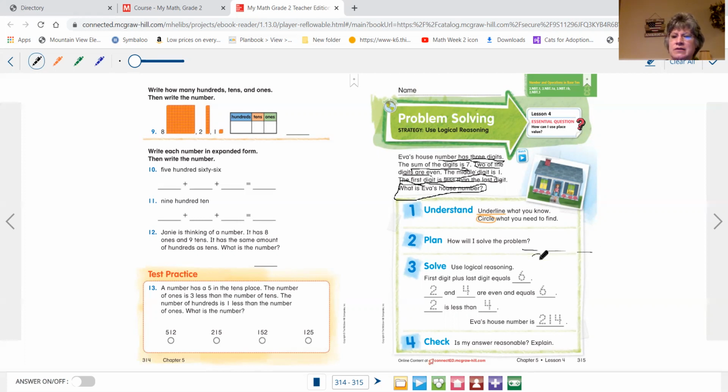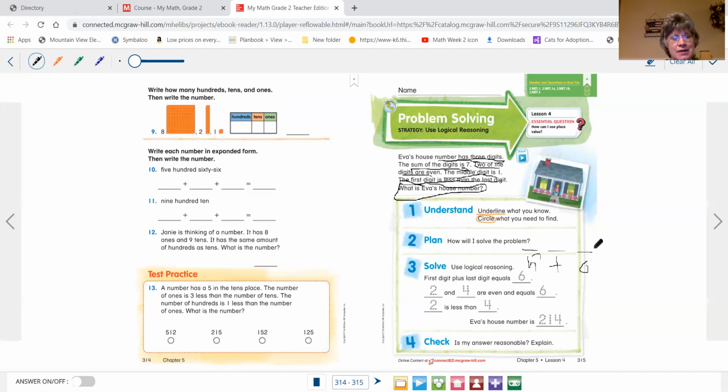And you might want to label that underneath. So I'm going to put myself an H for my hundreds, a T for my tens, and an O for my ones. Okay, we also know that the sum of the digits is 7. That means when we add these 3 numbers together, we're going to get 7 when we add those together. All right, 2 of the digits are even.